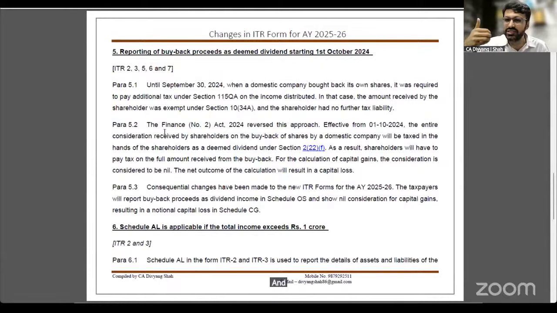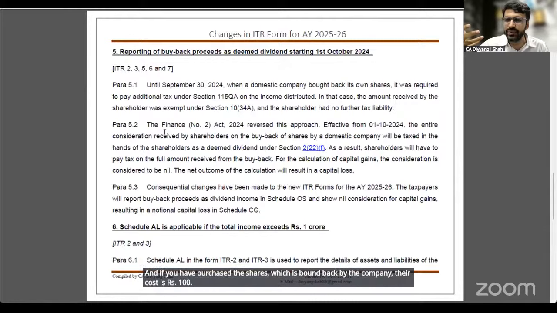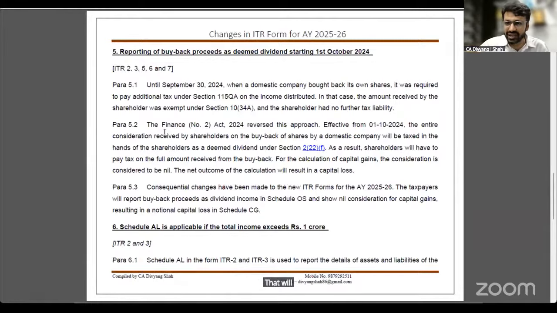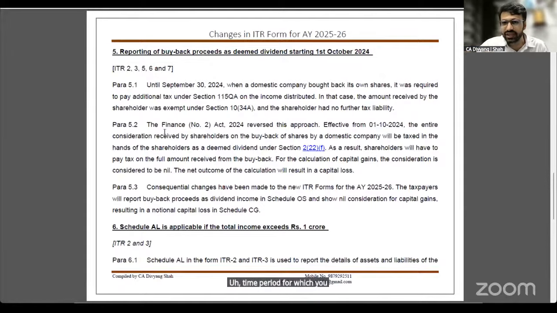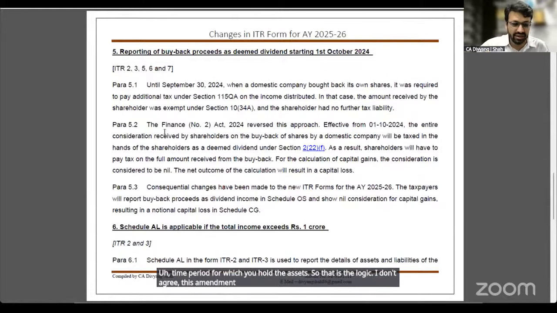And if you have purchased the shares which are bought back by the company, the cost is rupees 100. That will be available as a loss to carry forward, as short term or long term, depending on the time period for which you hold the assets. So that is the logic. I don't agree. This amendment is not valid as per the constitution, but we'll discuss later on.